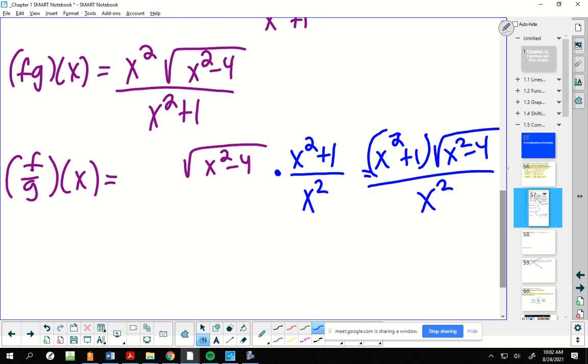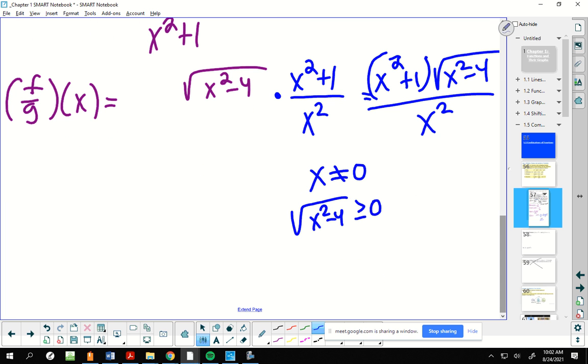Well, we know we can't plug in 0 for x, or that will give us a denominator of 0, so we know that x can't be 0. But then, we also have an even radical in the numerator, and we need that even radical to be positive, because we don't want to take the square root of negative numbers. So this square root of x squared minus 4 has to be greater than or equal to 0. Okay, that just means it has to be positive.